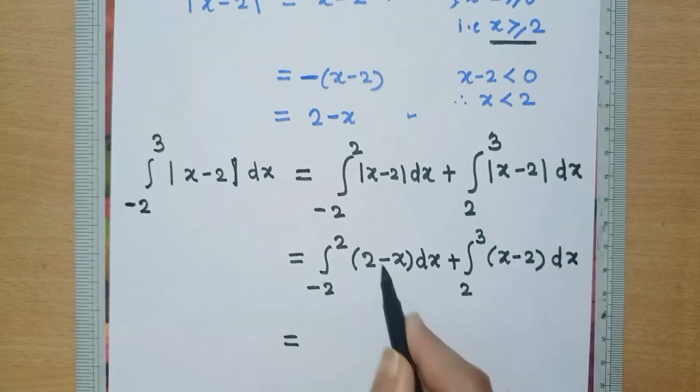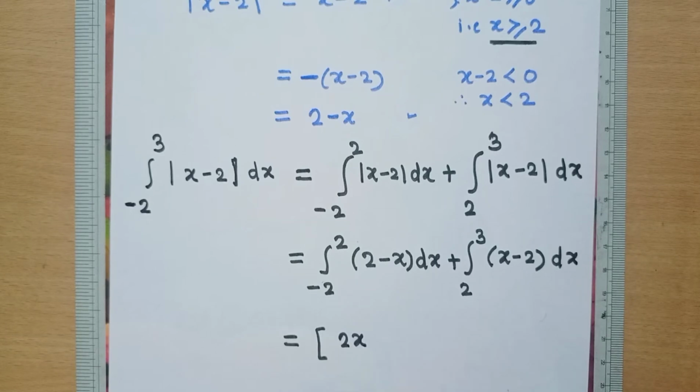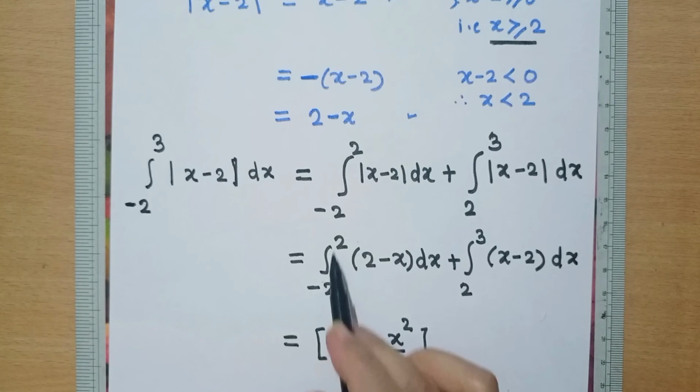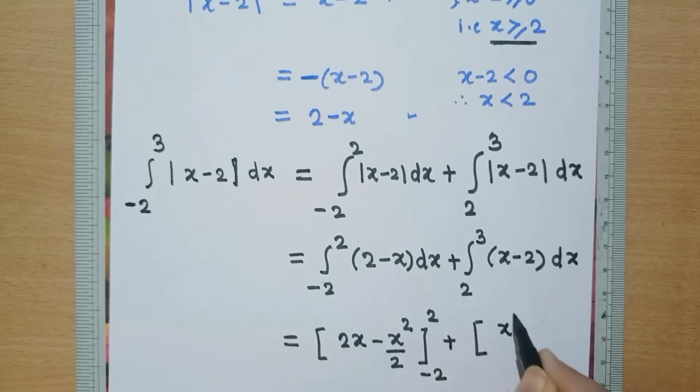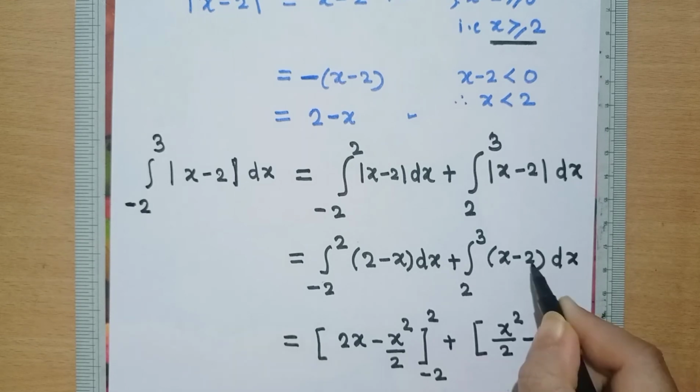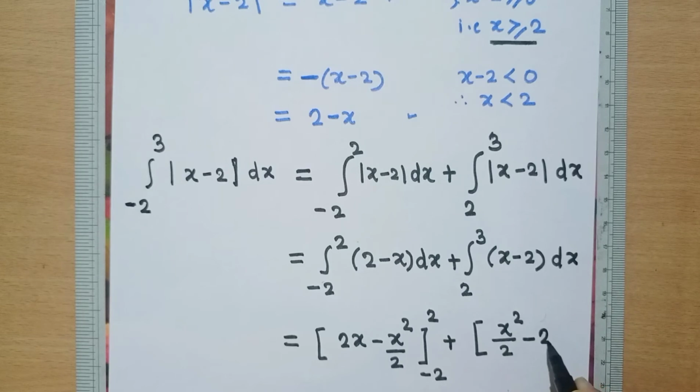Integration of 2, since 2 is constant, is 2x, and integration of x is minus x square by 2. We write this answer in a bracket and write the limits from minus 2 to 2. And again, integration of x is x square by 2, and integration of 2 is 2x, and here also we write the limits from 2 to 3.